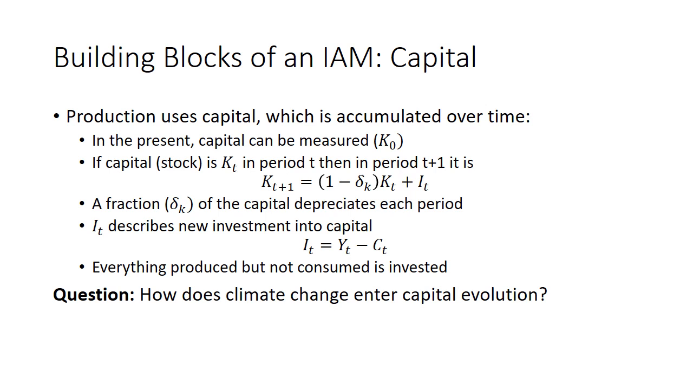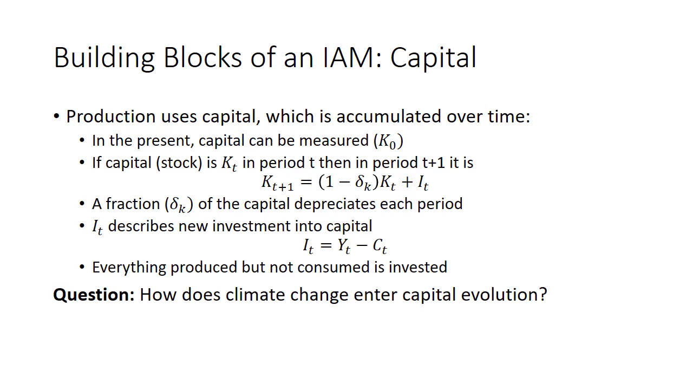So everything produced but not consumed is invested. You should ask yourself, how does climate change enter a capital evolution? Pausing the video. The answer: through consumption and production. So climate change is entering YT, the GDP in period T.